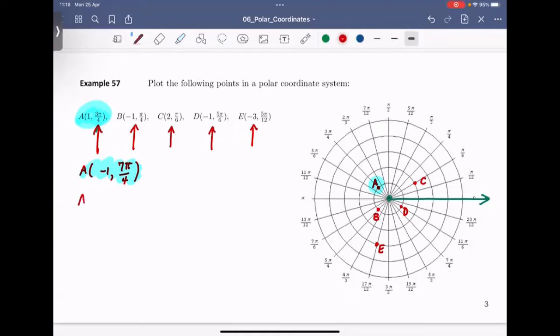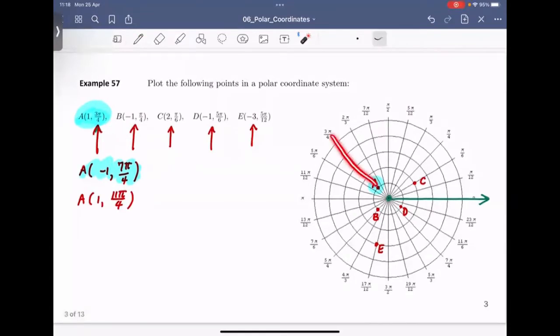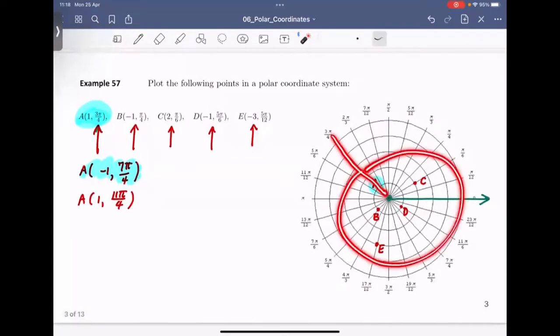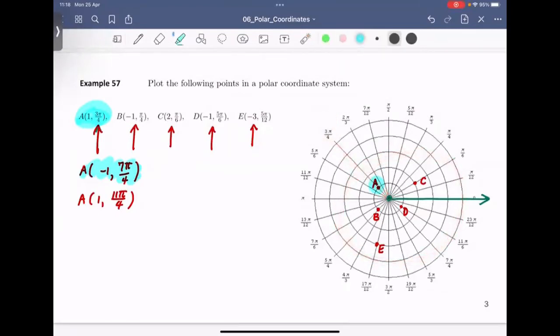Moreover, you can do A, 11 pi over 4. They're going to give you the same thing as well, because 3 pi over 4 is here. You add 2 pi, you go back. So 11 pi over 4 is back to this one again. Okay, so the same thing. So you can see that there are infinitely many ways that you can represent the point A.